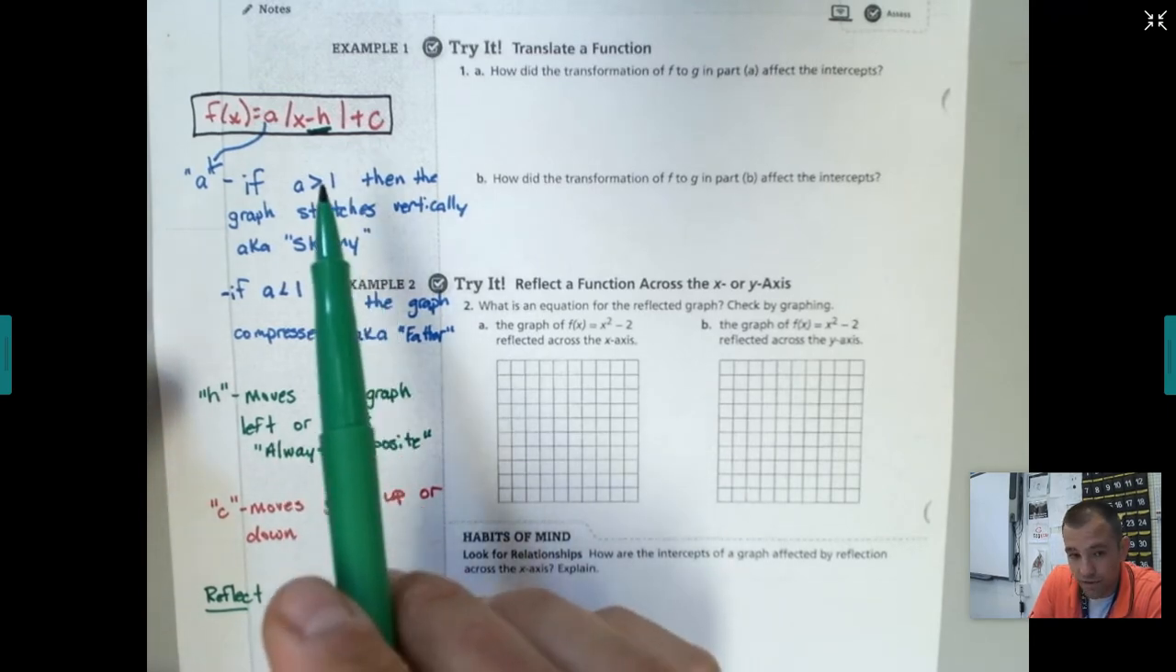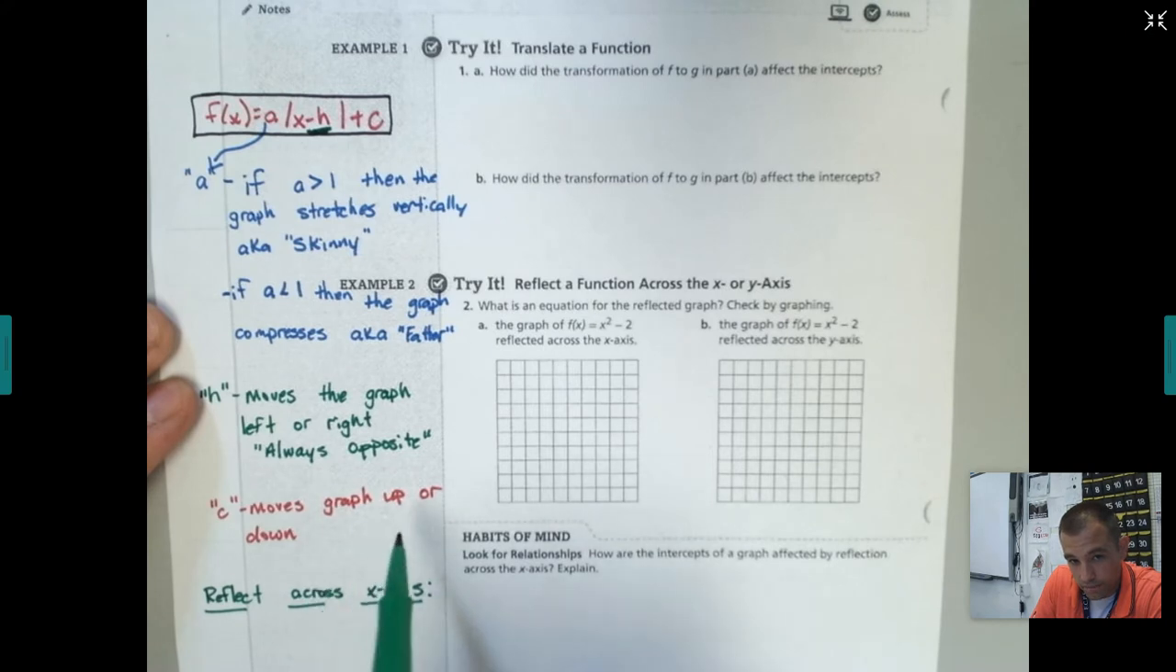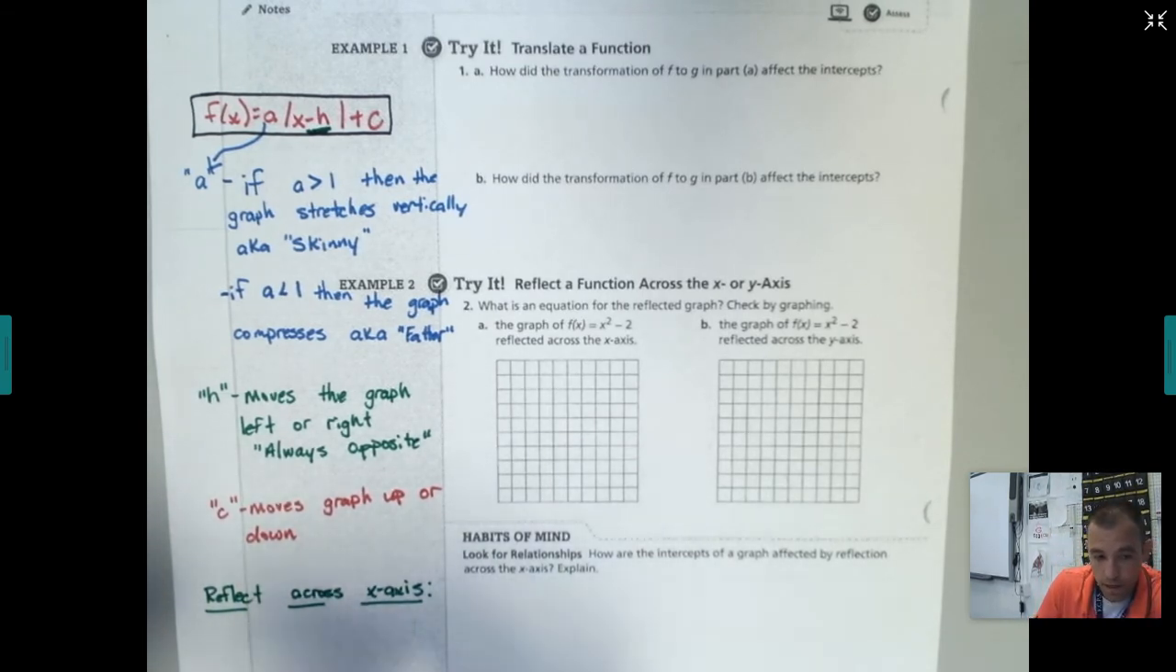And then the C value, the number on the outside, moves the graph up and down. So inside moves it left or right, outside moves it up or down. Inside left or right, outside up or down. You can get that in your head, and we're going to get a ton of practice with it, so you'll know exactly what's going to happen.